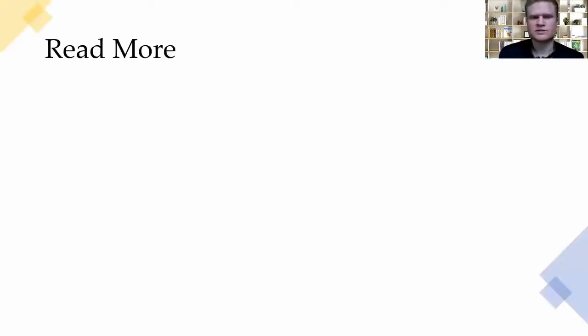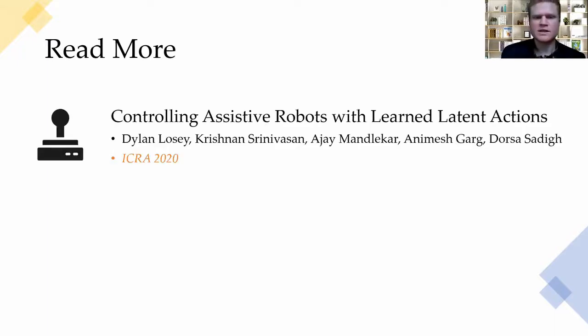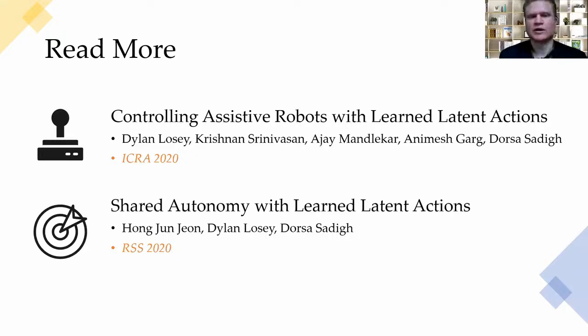If you want to read more about these 2 different parts of the talk, they're separated into 2 different papers. The first half of the talk summarizes this paper, Controlling Assistive Robots with Learned Latent Actions, which will be presented at ICRA this year. The second half of the talk, which introduced shared autonomy, focused on the second paper, Shared Autonomy with Learned Latent Actions. We're going to present this paper at RSS in the coming months.